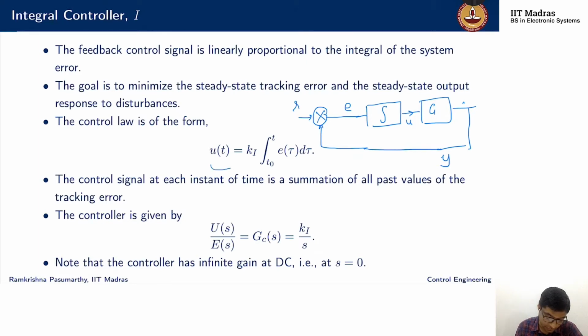So I can write this as u of t is some ki times the integral of the error. The control signal at each instant of time is a summation of all past values of the tracking error. And I know how I can write it nicely in the Laplace domain. It turns out to be a beautiful structure of ki over s. Relate this to 5 over s. Note that the controller has infinite gain at DC. That is, when s equal to 0, the gain of the controller becomes infinite.